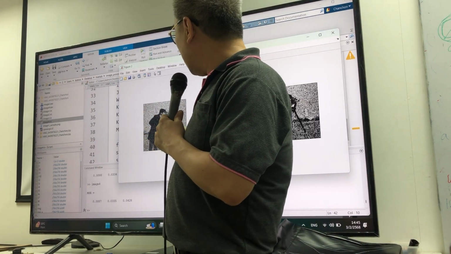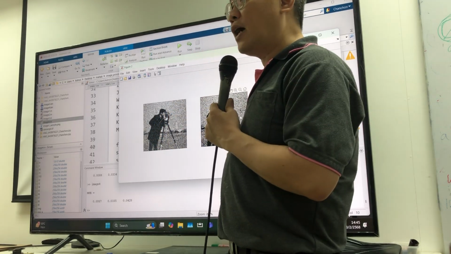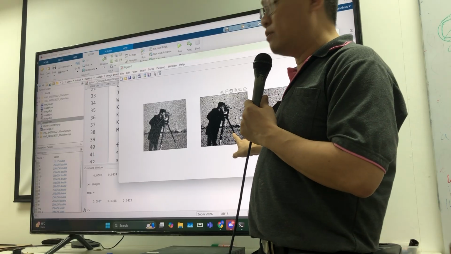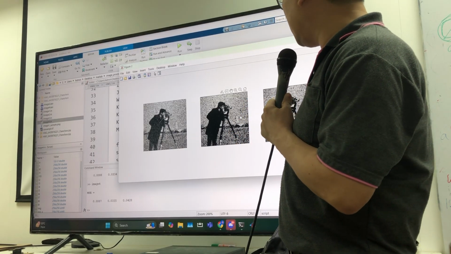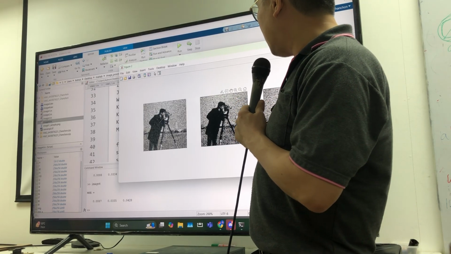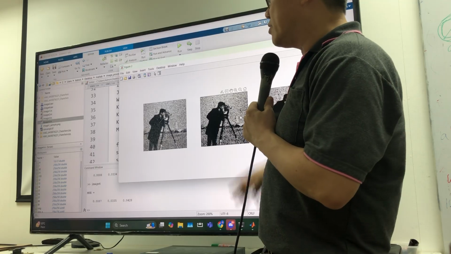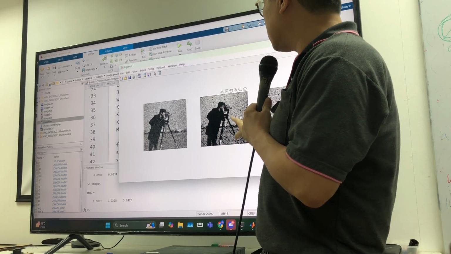Here's the arithmetic mean filter. This is the geometric mean filter, and this is the harmonic mean filter. You can see there are some black dots in the harmonic mean and arithmetic mean because it's 1 over. I think it has to do with certain errors.